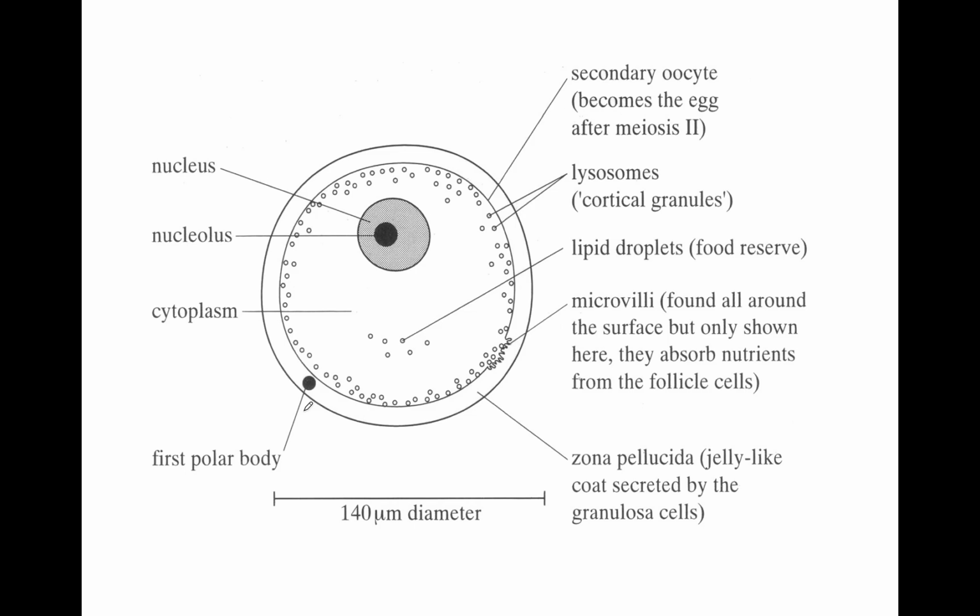Here is a diagram of the secondary oocyte. We have the nucleus within. Remember that nucleus has not yet completed meiosis 2 and will only complete meiosis 2 when a sperm enters. We have these circular structures, lysosomes, referred to as the cortical granules, close to the membrane of the oocyte. Then the cytoplasm, containing many lipid droplets. There are microvilli all around the surface of the membrane. They are able to absorb nutrients from the follicle cells.